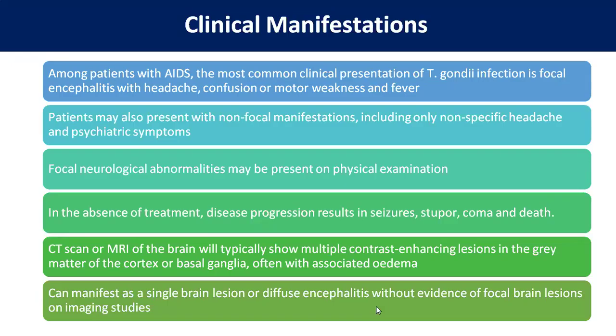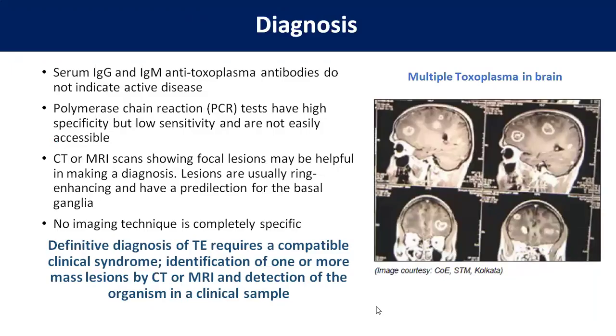CT scan or MRI brain will typically show multiple contrast enhancing lesions in the gray matter of the cortex, basal ganglia, and often associated with edema. You can see the MRI of multiple toxoplasma lesions in the brain.